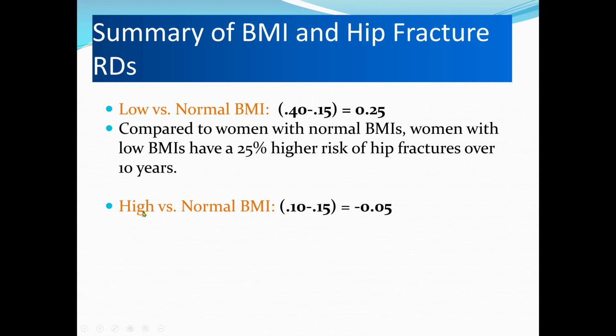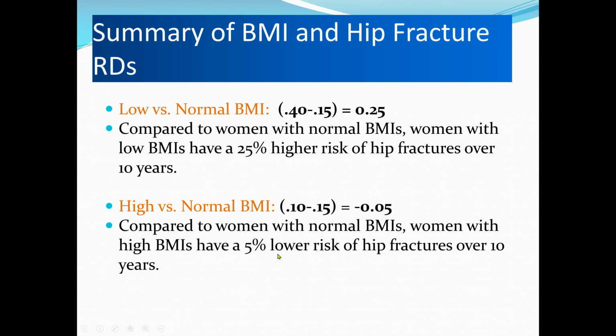Then the second question, when we are comparing the high with the normal, we saw the answer is negative now. So less 5%. That means the high BMI is better. Compared to women with normal BMI, women with high BMI have 5% lower risk, lower because it's negative, of hip fractures over a 10-year period.